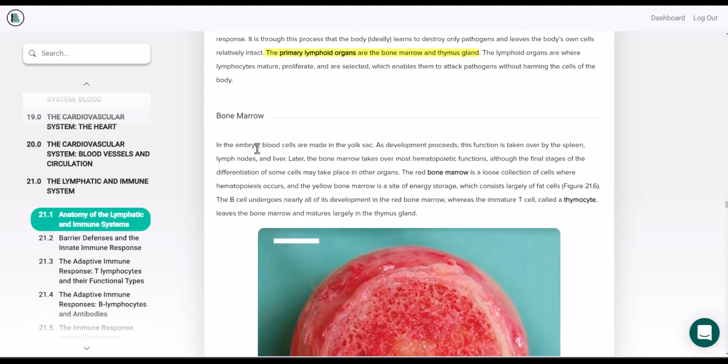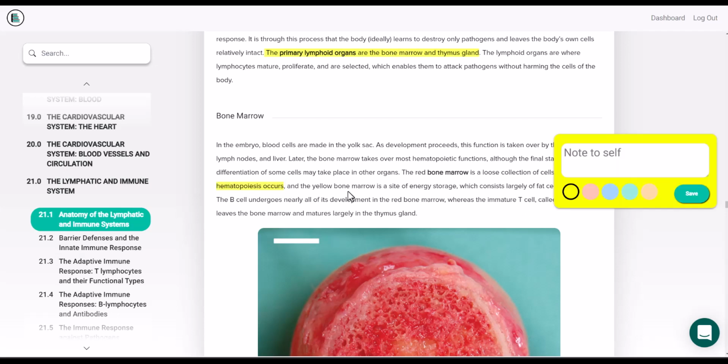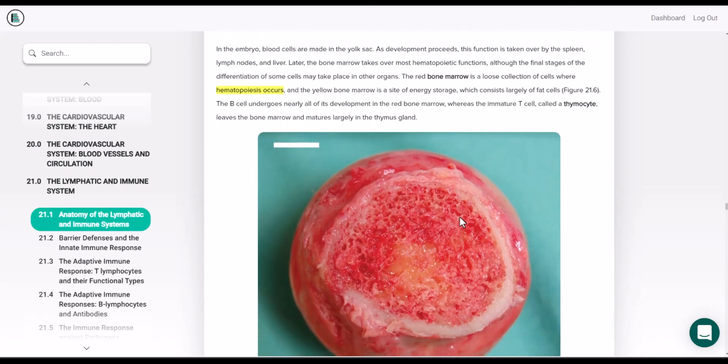You already know a little bit about this, right? In the bone marrow, that's where hematopoiesis occurs. So we have hematopoiesis, the formation of all blood cells. And again, the B cells are developing in the bone marrow. The T cells leave as an immature cell. They travel over to the thymus, and that's where they kind of grow up and mature.